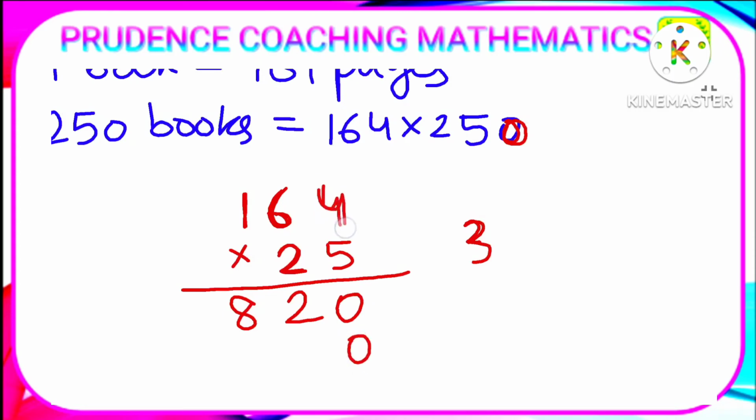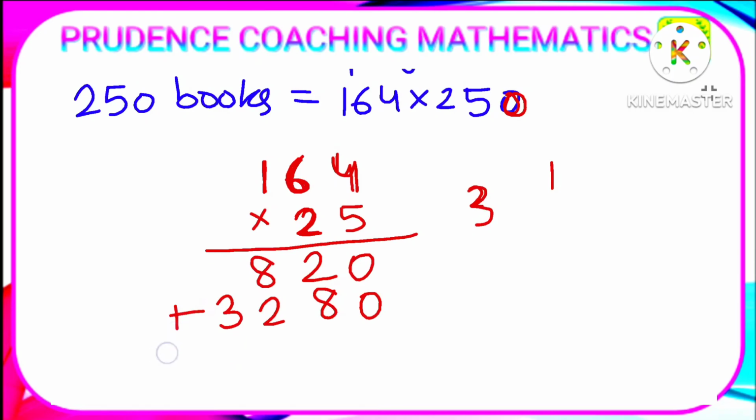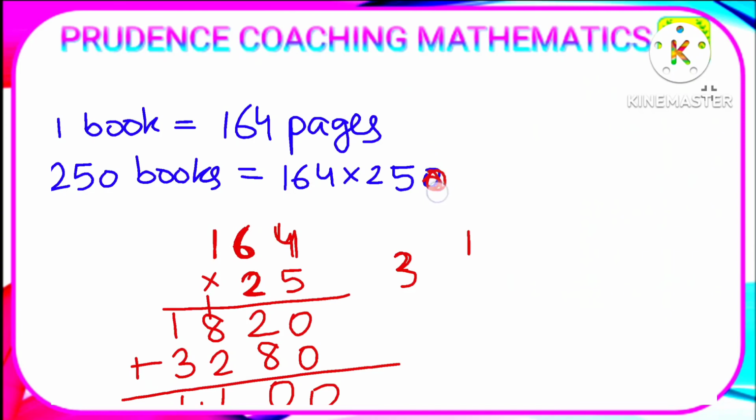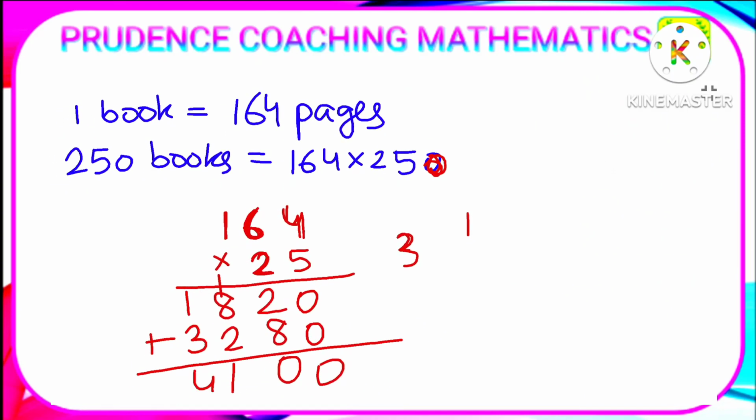2 into 4 is 8. Next 2 into 6 is 12. So 1 carry. 2 ones are 2 plus 1 carry. You are getting over here 3. Now if we add, we will get here 0. 8 plus 2 is 10. Again 8 plus 2 plus 1 you will get over here 11, and 3 plus 1 is 4. But here we had another 1 0. So our final answer will be 41,000. We need to add a 0.